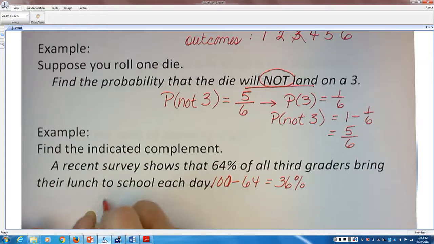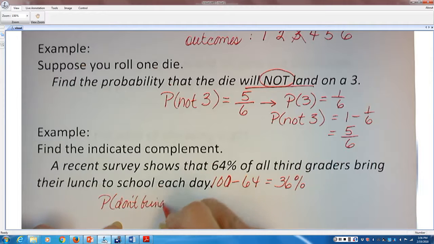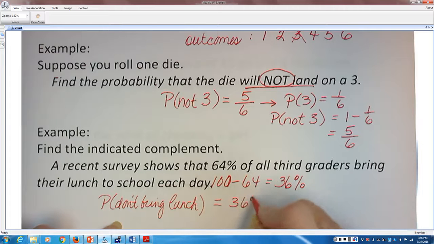So the probability that they don't bring their lunch is 36%, because 64% do bring their lunch, okay? And either they bring it or they don't. That's the only conclusion you can come to.